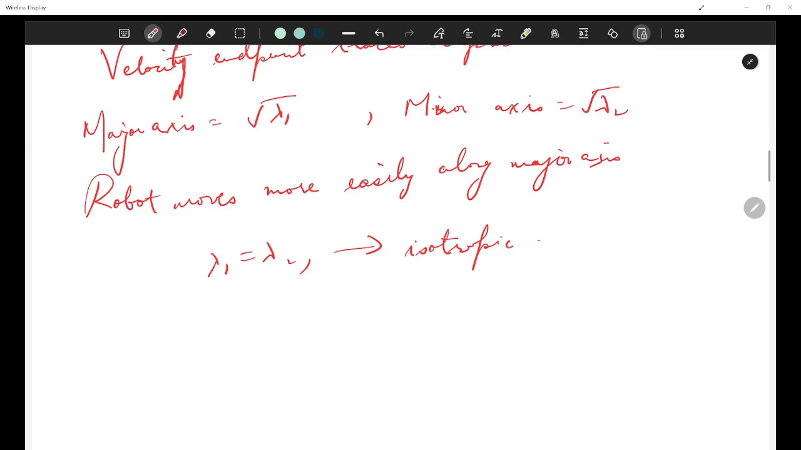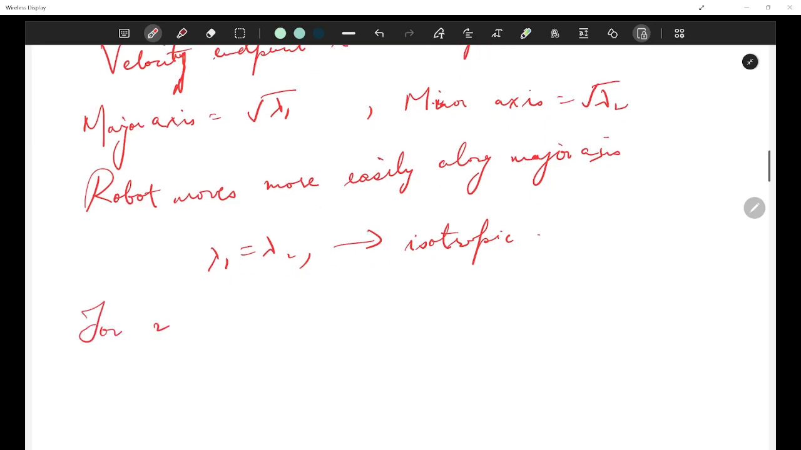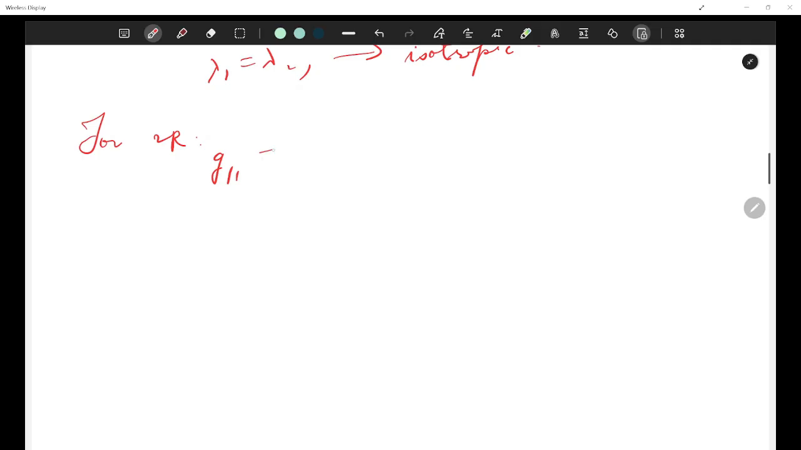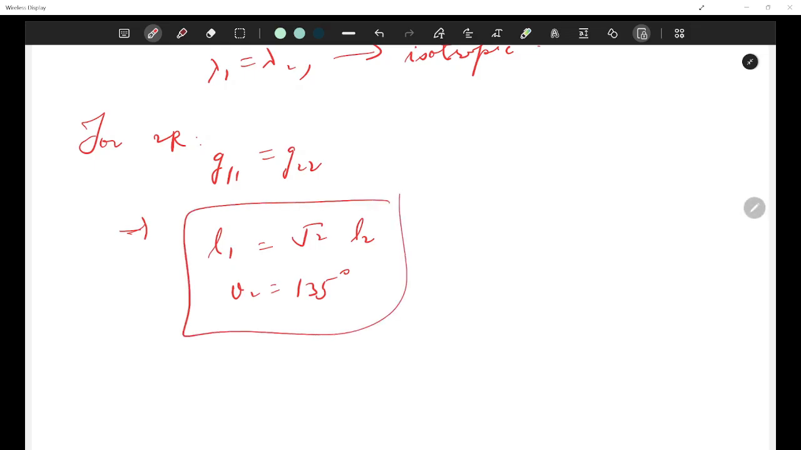Okay, so for a 2R manipulator, G11 is equal to G22 in the G matrix. It eventually leads to L1 is equal to root 2 L2 and theta 2 is equal to 135 degrees. And for this, a very special geometry is required to achieve this isotropy. All right.